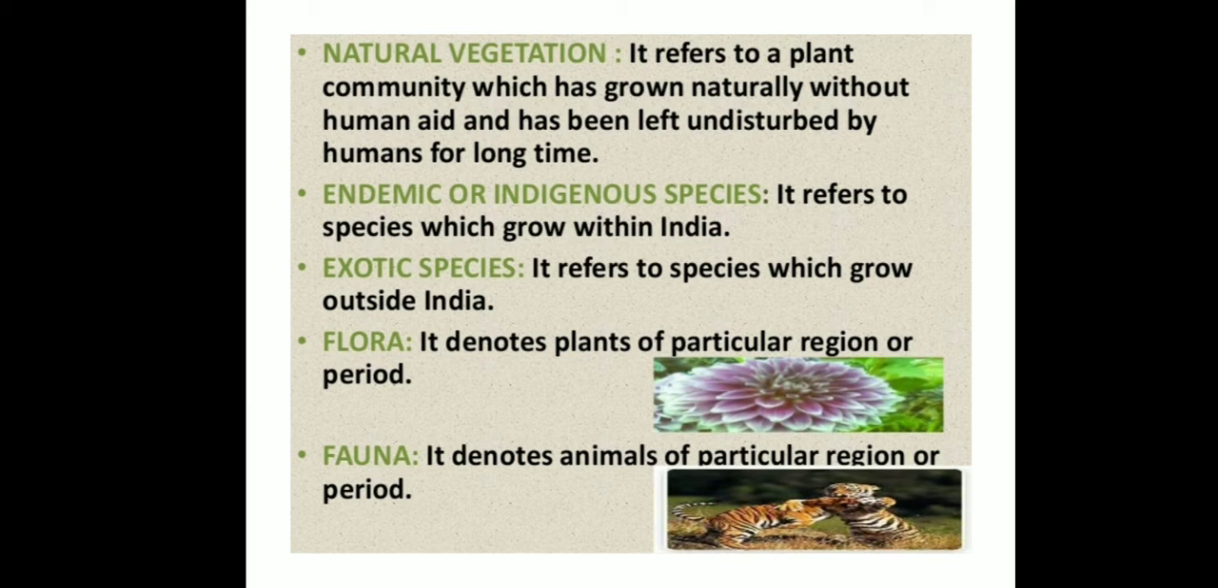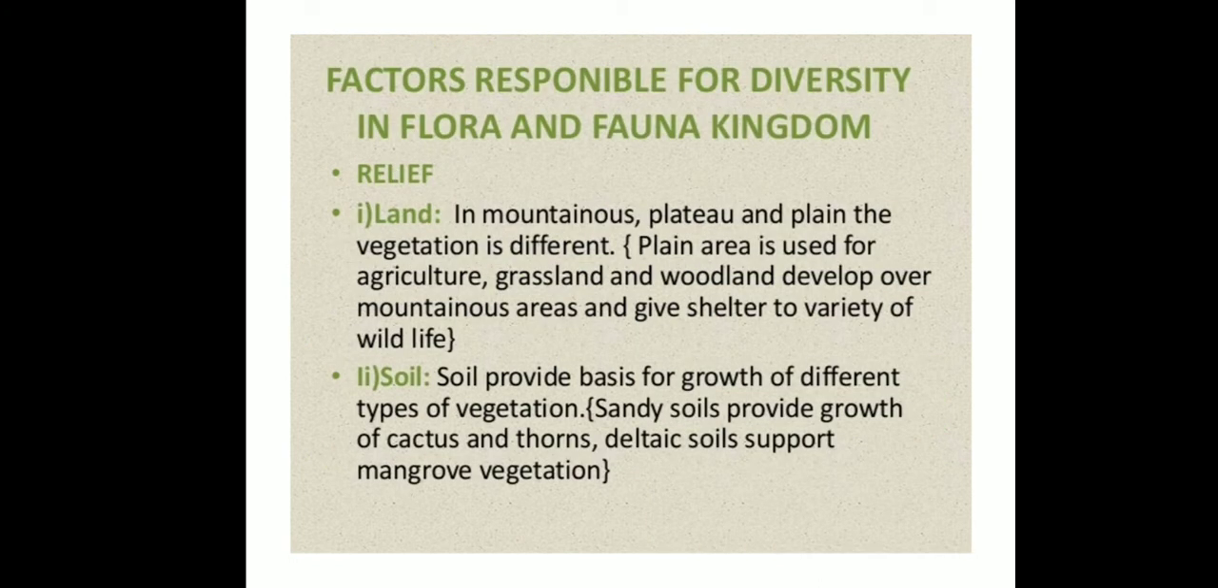Now, after that, flora. It denotes plants of a particular region or period. Fauna. It denotes animals of a particular region or period. Now, what are the factors that are responsible for diversity in the flora and fauna kingdom? Here, what they are saying is why there is a wide variety of difference and diversity of flora and fauna in our country. It is because of its relief features.